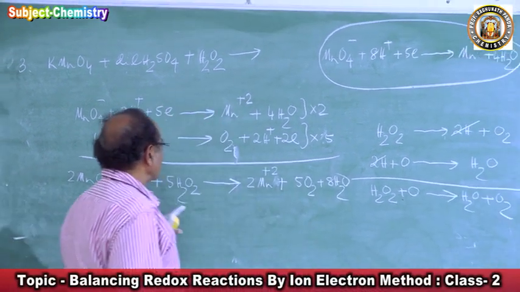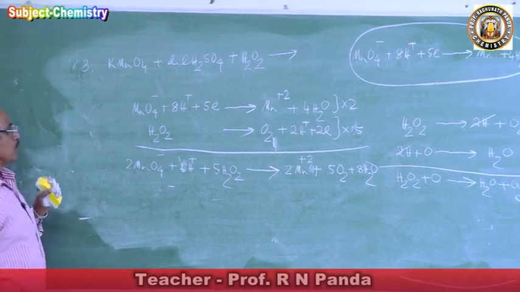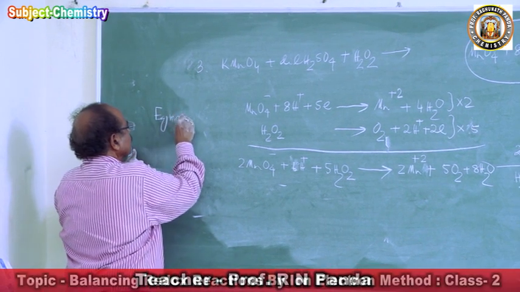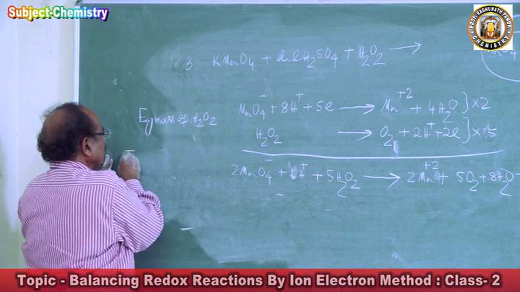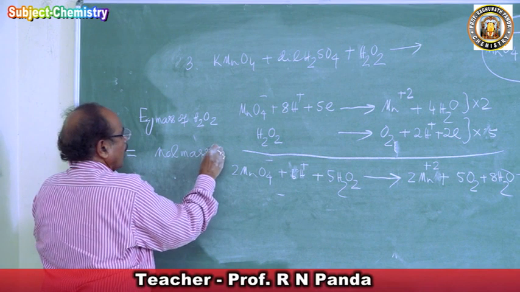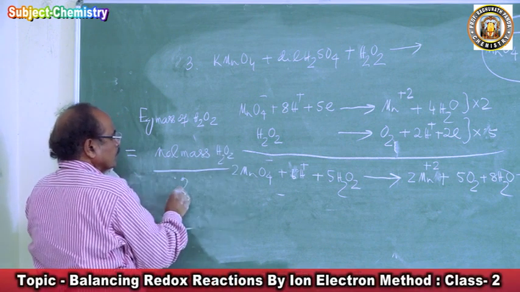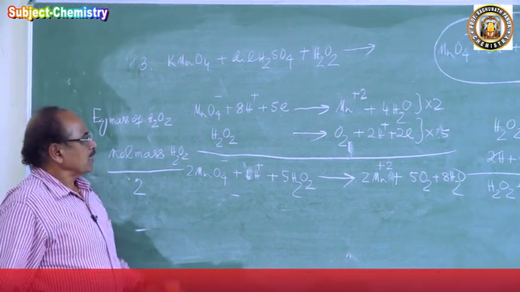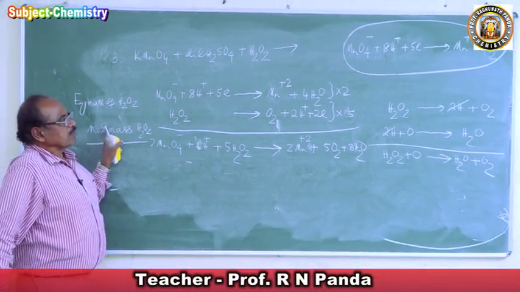So how many electrons are involved with the hydrogen peroxide? 2 electrons are involved. So the equivalent mass of H2O2 will be the molecular mass of H2O2 by 2. Wherever we want the equivalent mass of hydrogen peroxide, since 2 electrons are involved in its ionic equation, it is molecular mass by 2.